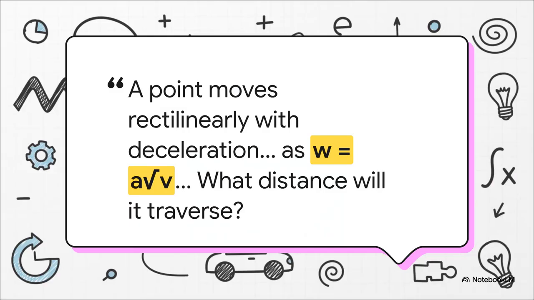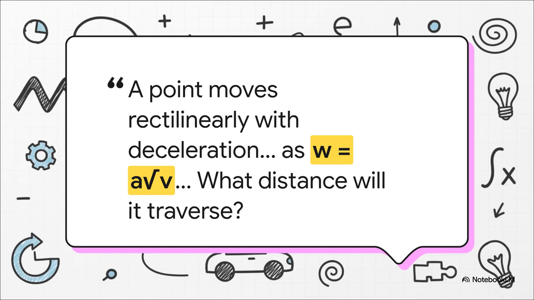So here's the problem statement. We've got a particle, and its deceleration, w, is equal to some constant a times the square root of its velocity. Now, if you're wondering about that word modulus in the problem, don't worry. It just means we're given the magnitude of the deceleration. The real curveball here is that the deceleration isn't just a fixed number. Nope, it changes as the particle slows down.